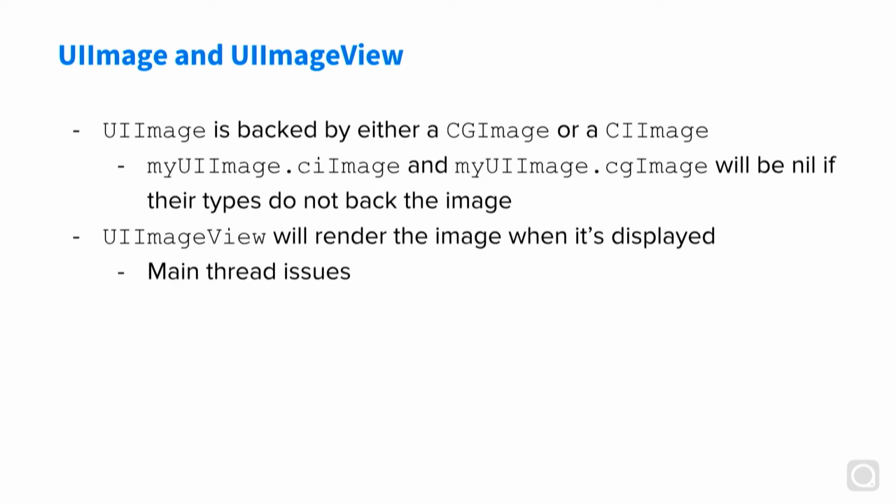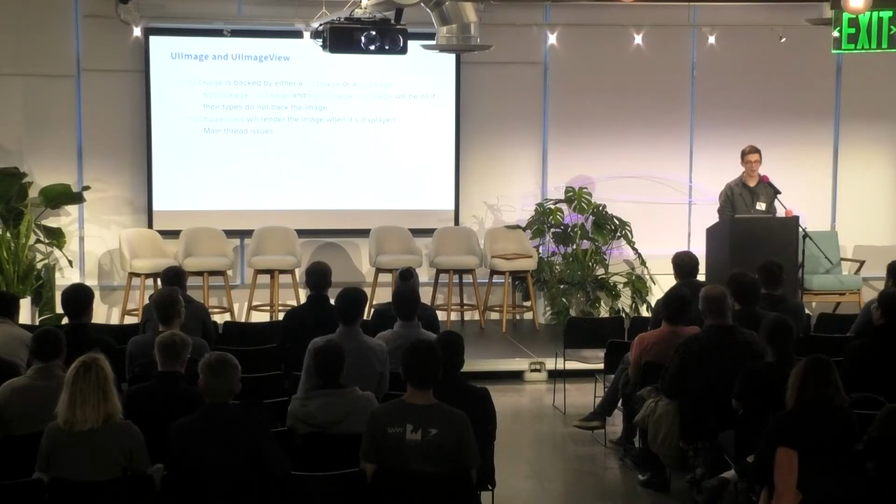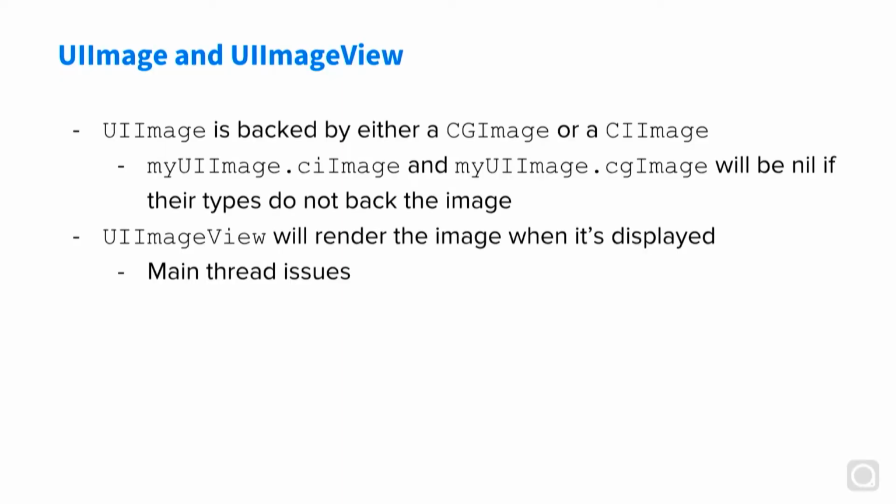The tricky thing is that CIImages, especially if they're composed of multiple filter applications, can sometimes take a long time to render, like on the order of seconds. And UIImageView, when provided with a UIImage that is backed by a CIImage, will render that image the first time it appears on screen. So this can be an issue if you have an image that's taking a really long time to render, and image view is trying to display it, and it actually will block the main thread while it's rendering.